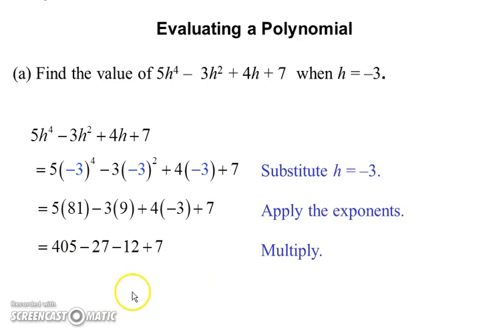Now we just add the terms. So 405 minus 27 minus 12 plus 7, and we get our final answer of 373.